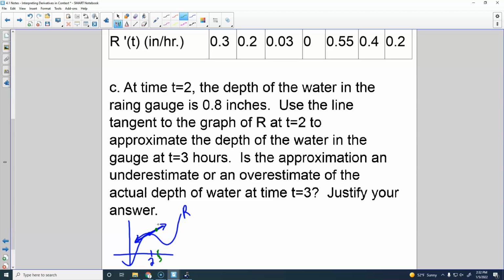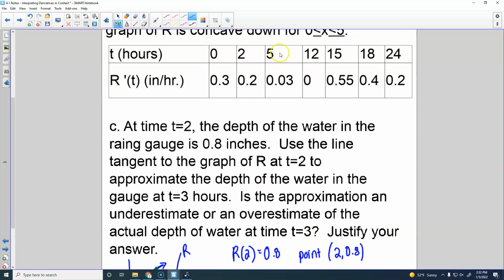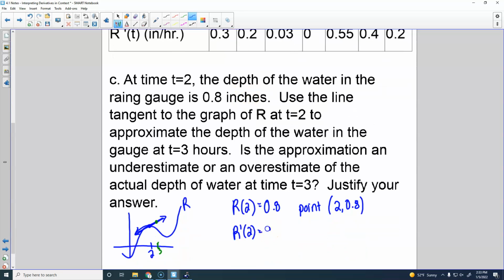So they are telling us that at time t equals 2, the depth of the water is 0.8, so that tells me that R of 2 is 0.8. So there's my point. So (2, 0.8) is my point for my tangent line. My slope is going to be R prime of 2, which is given to you. In the table, that's just 0.2. That's your slope.